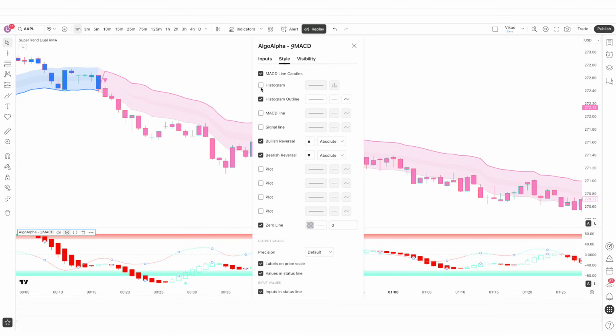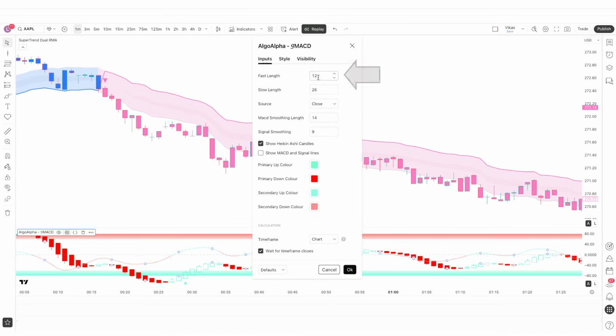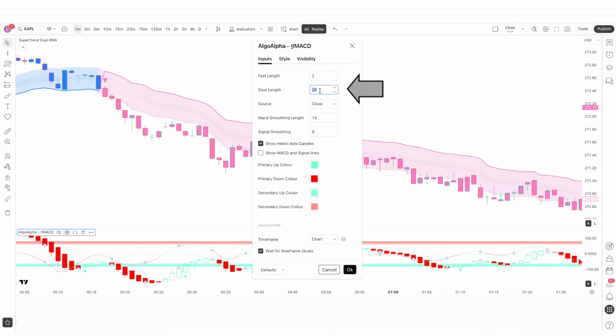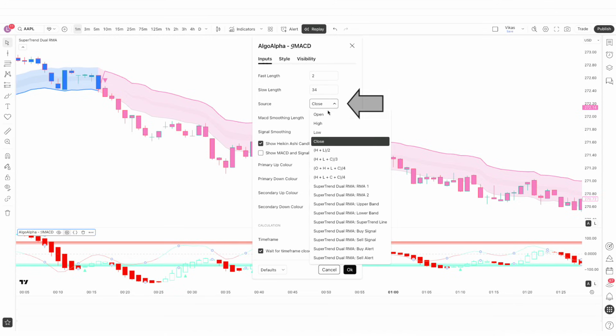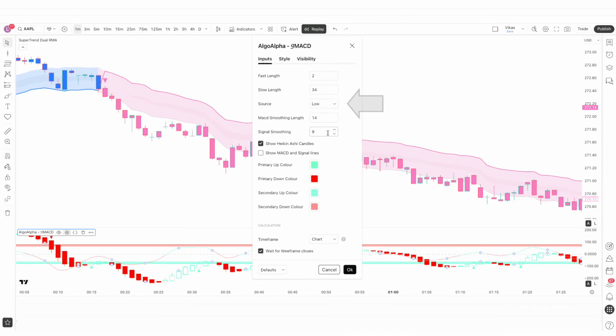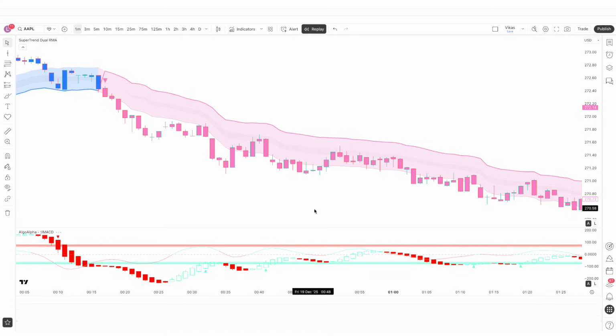We have to keep these options hidden. We change the fast length option from 12 to 2, and after that change the slow length option from 26 to 34, and after that change the source option from close to low, and after that change the MACD smoothing length option from 14 to 18. And here everything is fine after that. Click OK. Now our setup is ready.